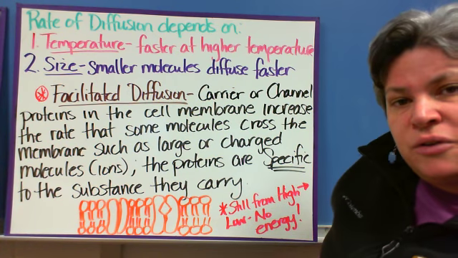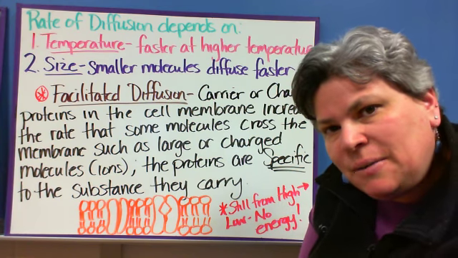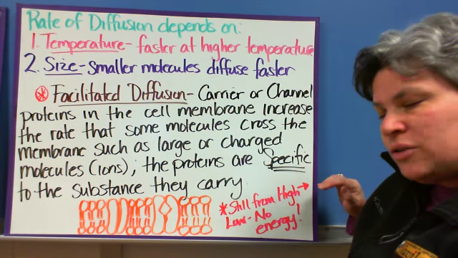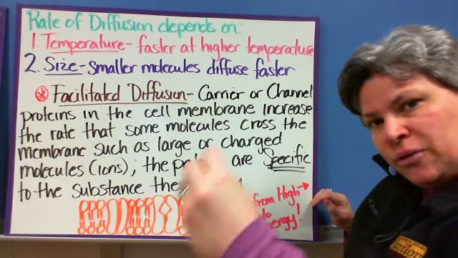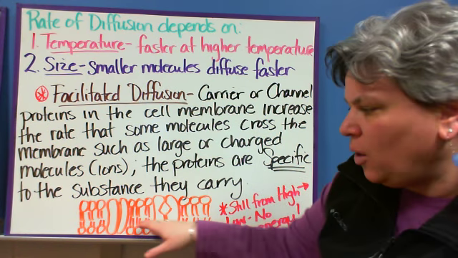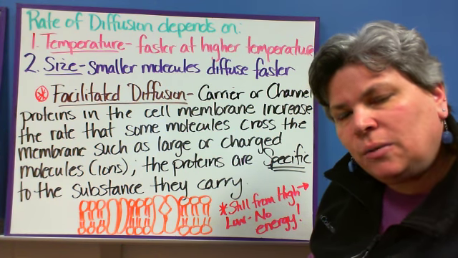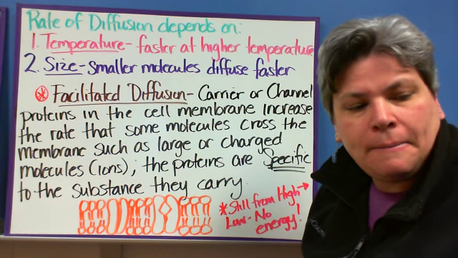With facilitated diffusion, probably one of the most important things for you to remember, it is a type of passive transport, meaning that there's still no energy. We're going from high concentration to low concentration. Yes, there's a helper, but it's still diffusion. There's no energy. We're moving from high to low.